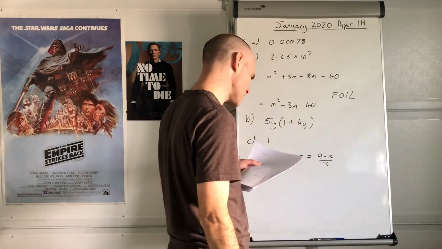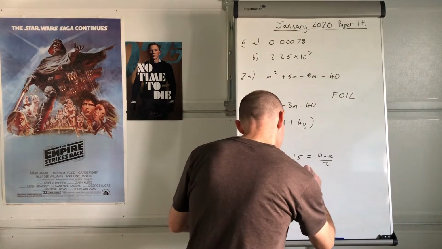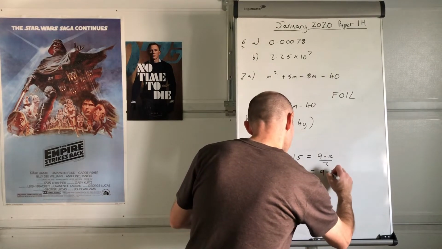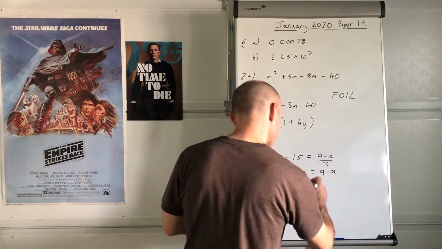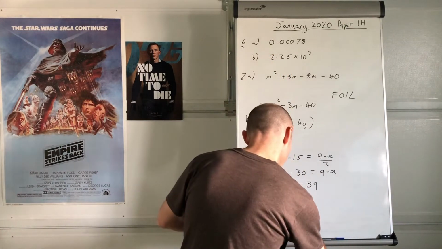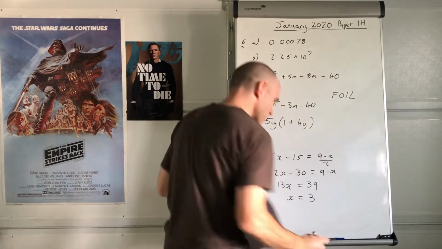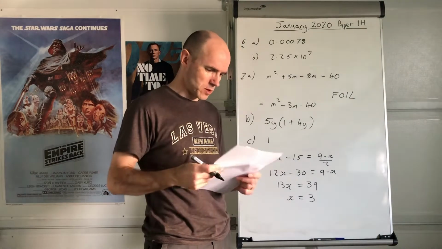So 6x subtract 15 times everything by 2, so 12x minus 30 equals 9 minus x. Put that x into that side, 13x. Put the 30 into that side, equals 39. How nice is that? Yeah, I mean, it's an integer, so x equals 3. Okay, that's it. Done. So, hope that was good for you.